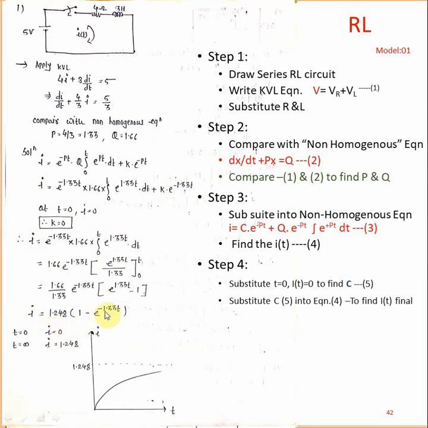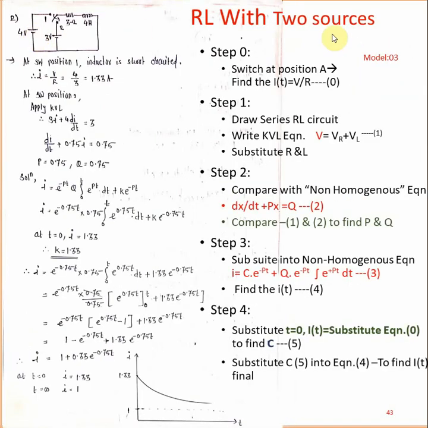So 1 minus 1, so 0. Then t is equal to infinity can be substituted in that place, and the I value can be found. So now the I value is 1.24. Okay, then you draw the curve I versus t. So this is model number 1, where only one switch is present and the source is present. Okay, this is a model number 3 problem.